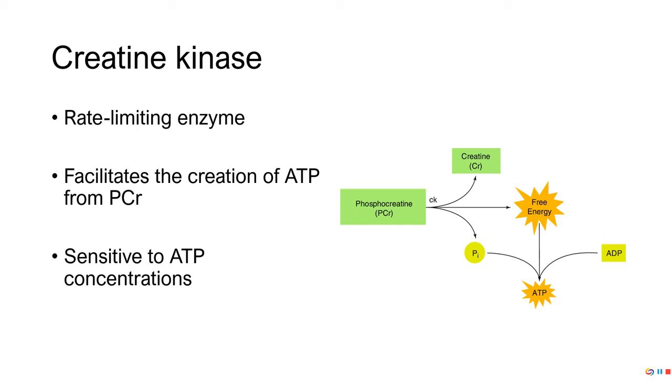When ATP concentrations are high, the activity of creatine kinase is low, and vice versa. So this is a great example of a negative feedback loop. High ATP, we've reduced the enzyme activity of creatine kinase, which means we're not going to form as much ATP.